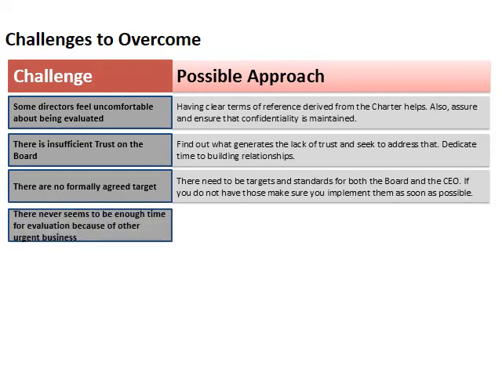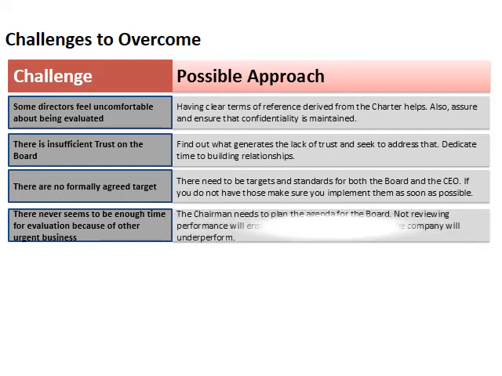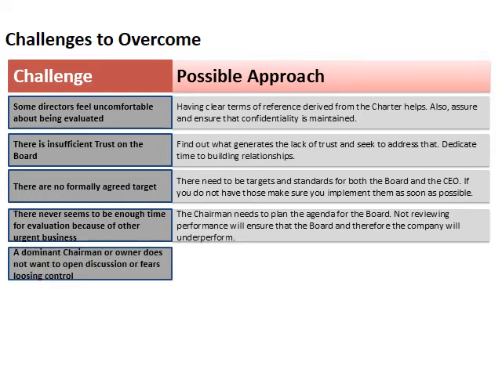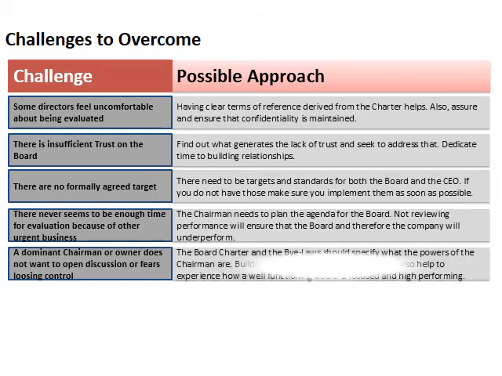Challenge: there never seems to be enough time for evaluation because of other urgent business. Possible approach: the chairman needs to plan the agenda for the board. Not reviewing performance will ensure that the board, and therefore the company, will underperform. Challenge: a dominant chairman or owner does not want open discussion or fears losing control. Possible approach: the board charter and the bylaws should specify what the powers of the chairman are. Building the skills of the chairman would also help them experience how a well-functioning board is focused and high-performing.